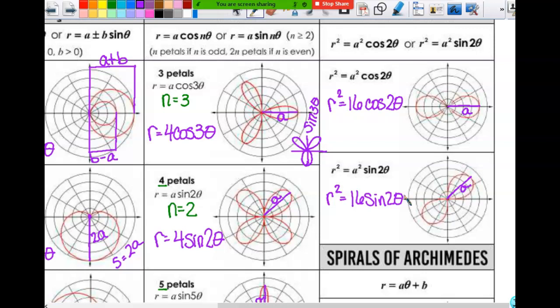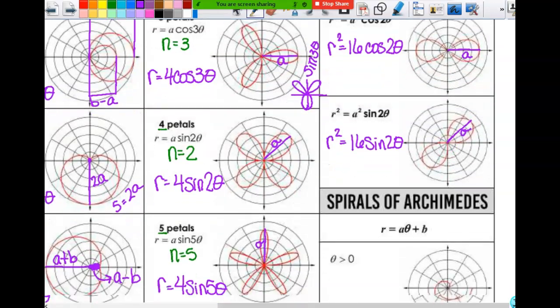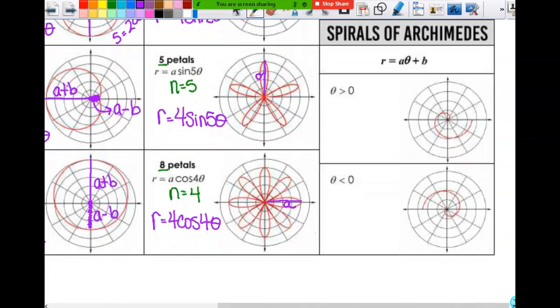All right, so then last we have the spiral of Archimedes. If you don't know who Archimedes is, he's a pretty cool dude. Philosopher, mathematician. So this one, r equals a theta plus b. It doesn't even have a sine or cosine in it. And b could be 0, so it could just be r equals 4 theta or something like that. And these are spirals. We're not going to worry about writing an equation for these because we're not going to look at them very much.